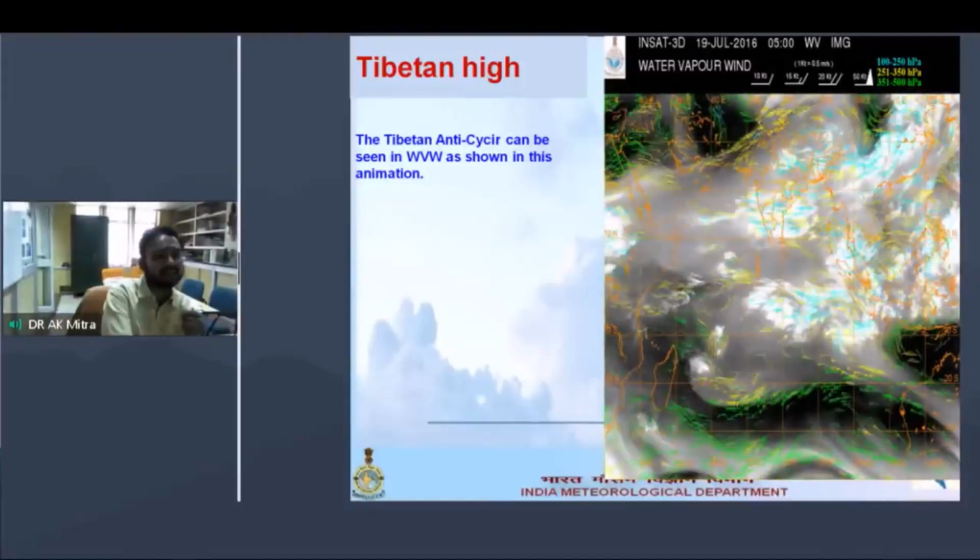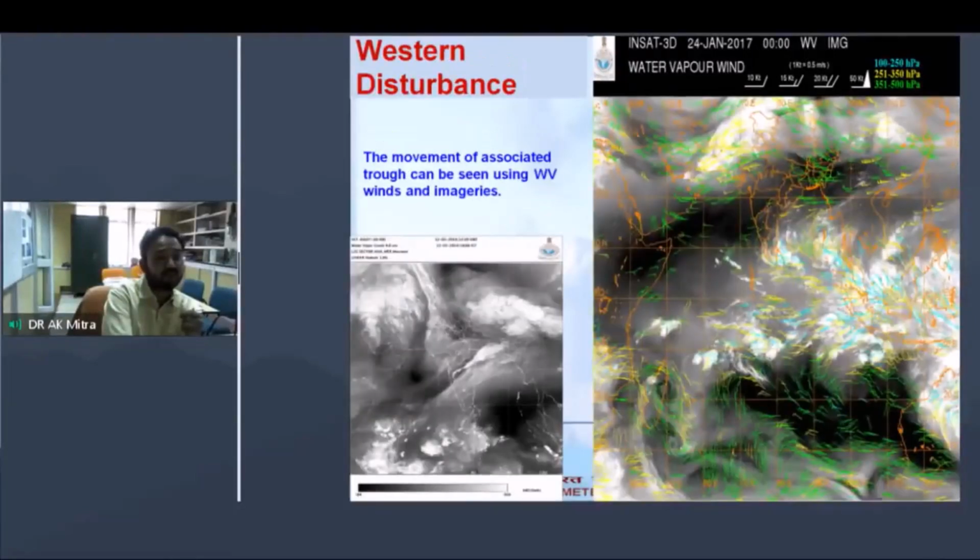These are the western disturbances. You can see how WDs are coming 3 to 5 days ahead. We are able to see how these WDs will be associated with the trough and heavy rainfall.